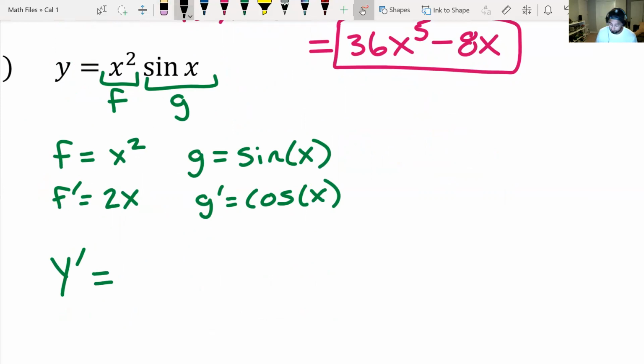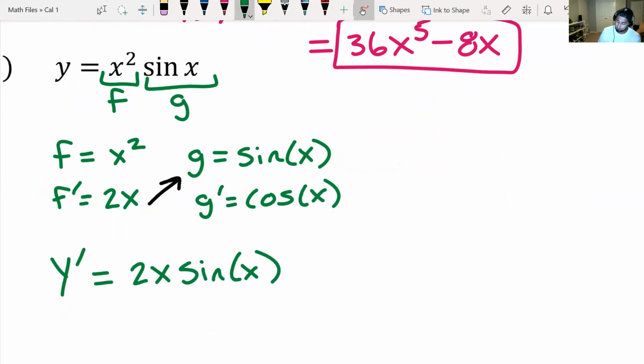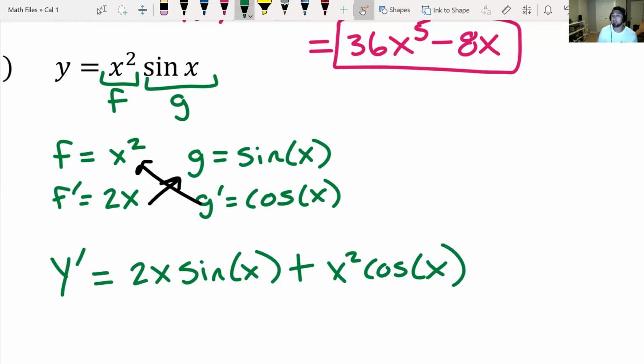Follow your product rule. F prime g, 2x sine x, plus g prime f. And that's cosine x times x squared, but I'll just write it as x squared cosine x. Okay.